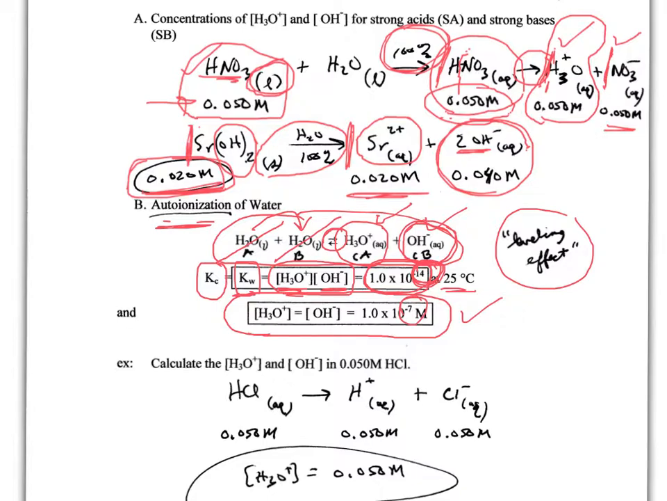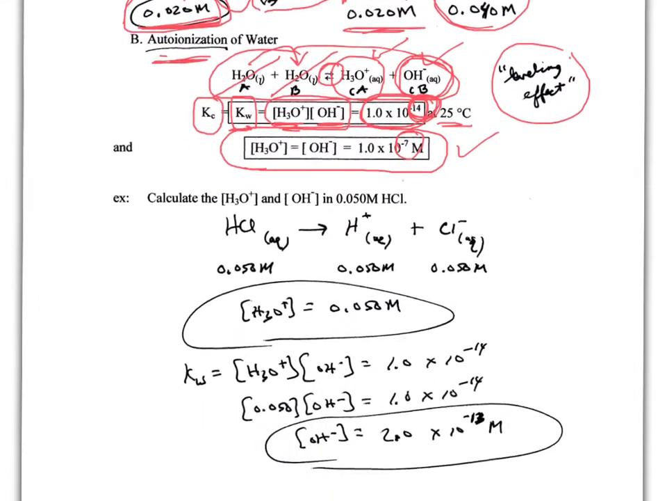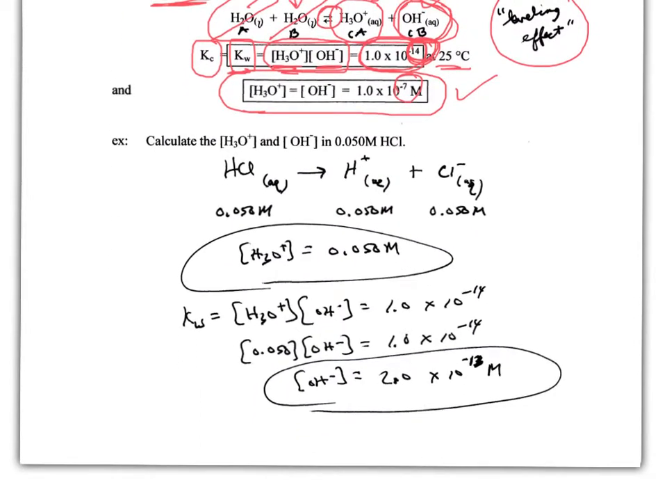Okay, so we can use that relationship very easily to calculate the concentrations of hydronium and hydroxide in any solution of an acid or a base, because they're related to one another by the Kw, given that we're in an aqueous environment. So, for example, here I've made these up. Here's HCl, we'll make it 0.050 molar. So a 1-to-1 molar ratio.